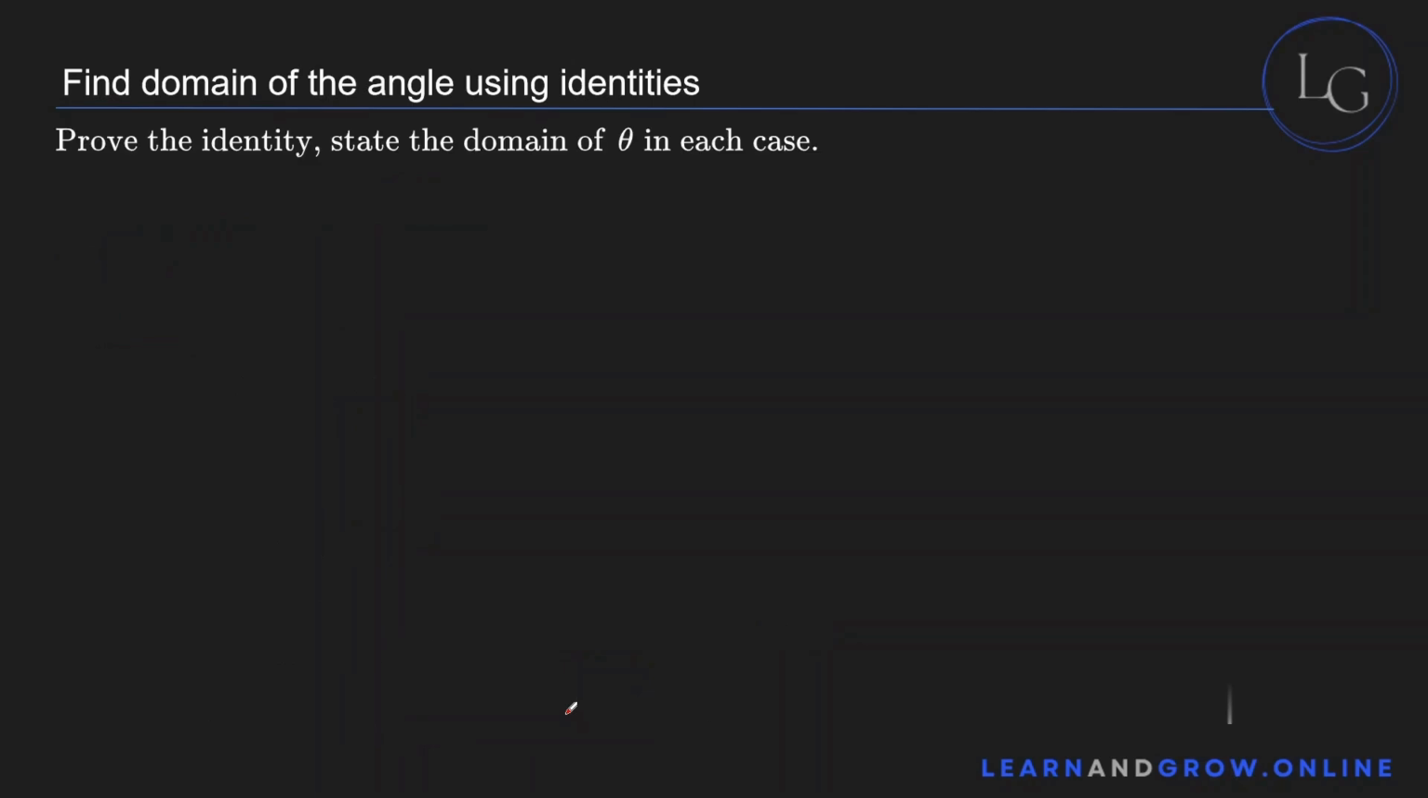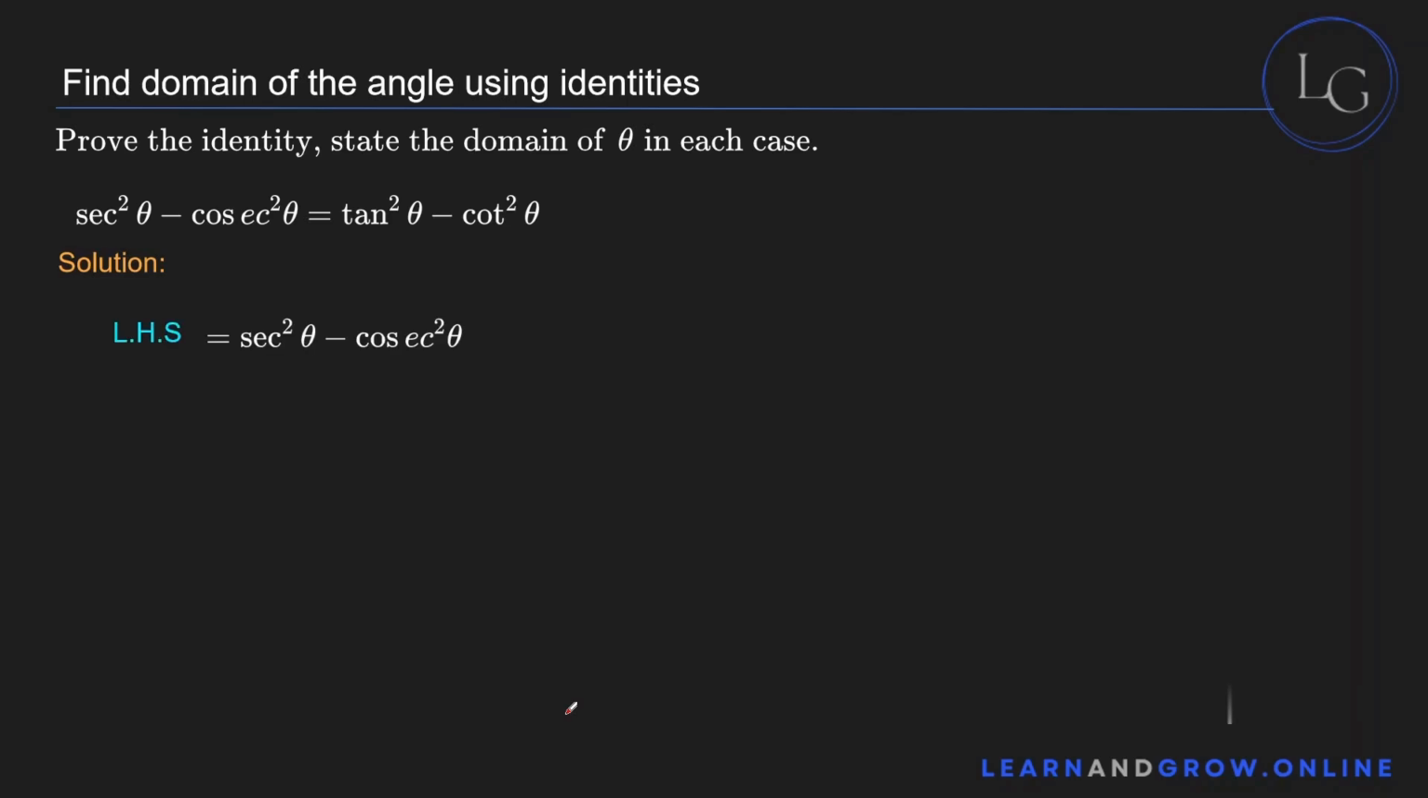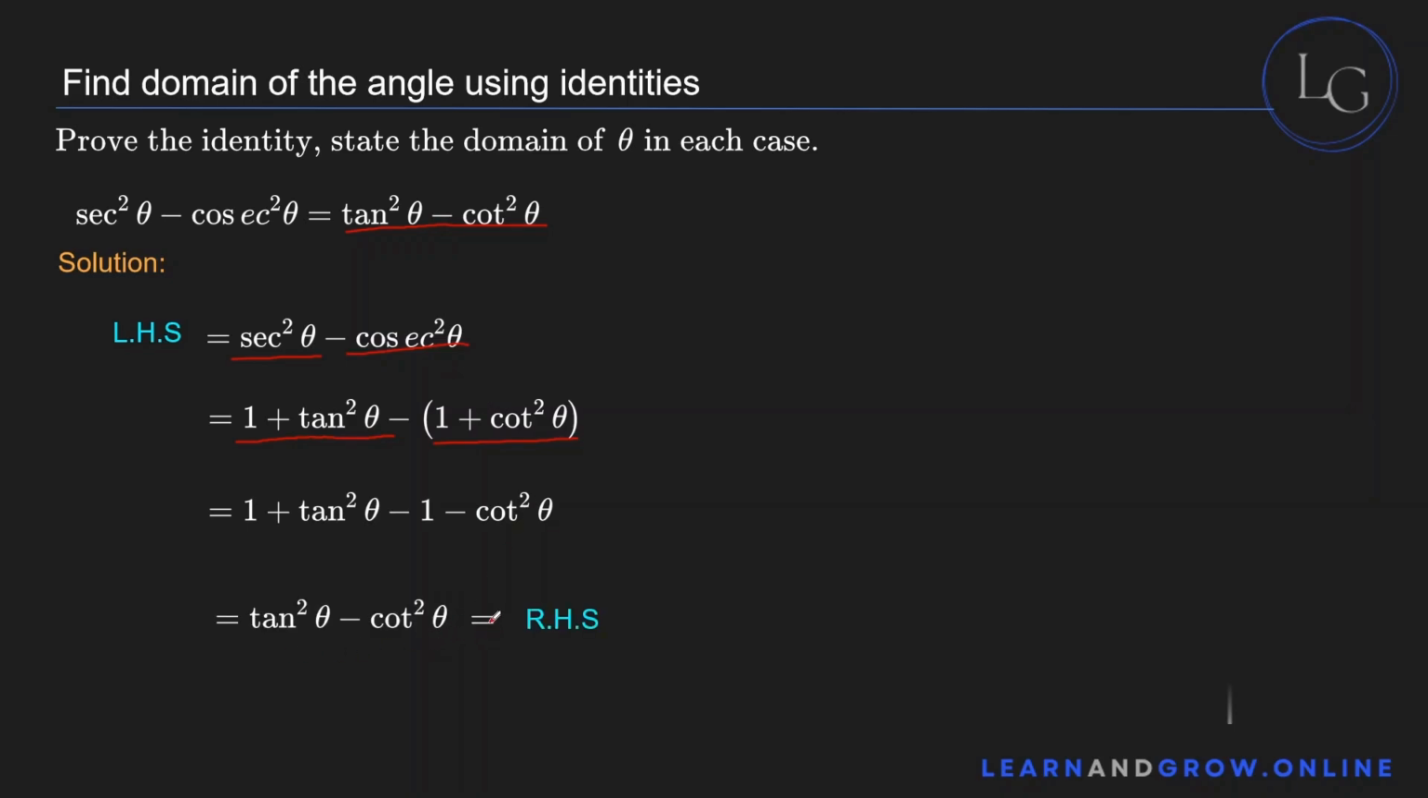Now, prove the identity and state the domain of theta in each case. So again, we need to prove that the left hand side is equal to the right hand side. Let's take the left hand side. We'll basically use the identity that secant square theta is equal to 1 plus tan square theta. So we'll replace this secant square theta with 1 plus tan square theta, and you'll use the other identity that cosecant square theta is equal to 1 plus cotangent square theta. So cosecant square theta becomes 1 plus cotangent square theta. And now see, you've proven that the left hand side is equal to the right hand side by using the identities.